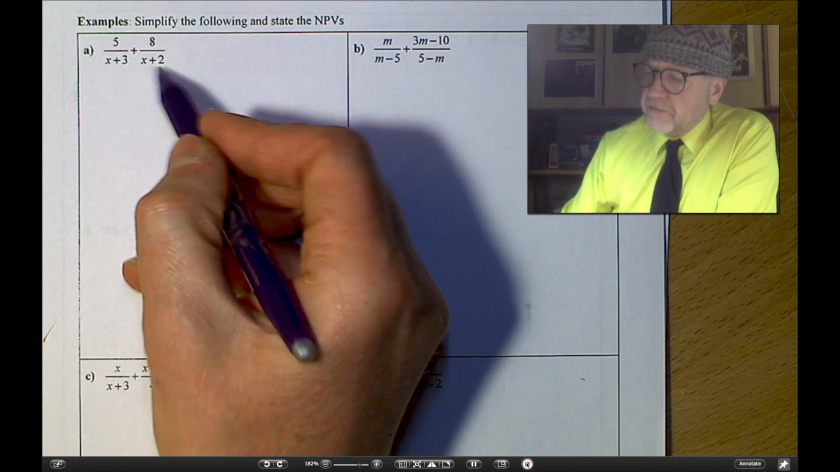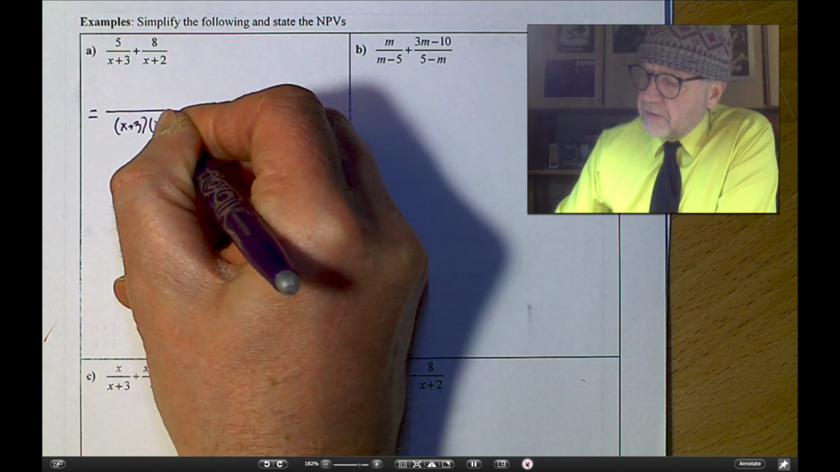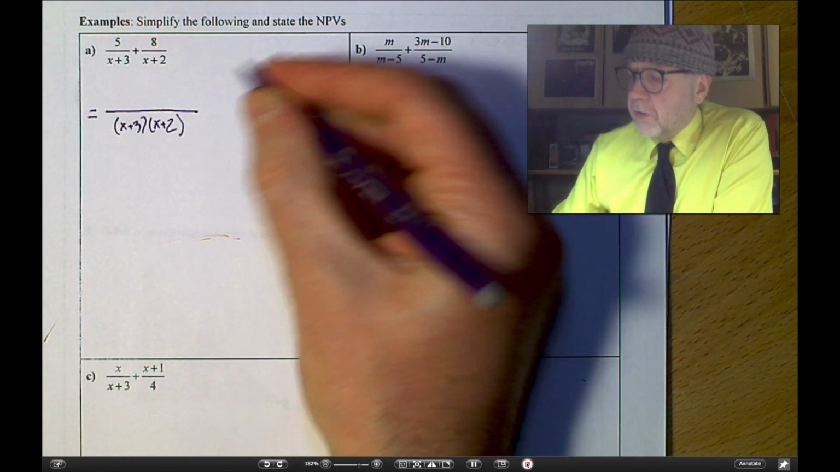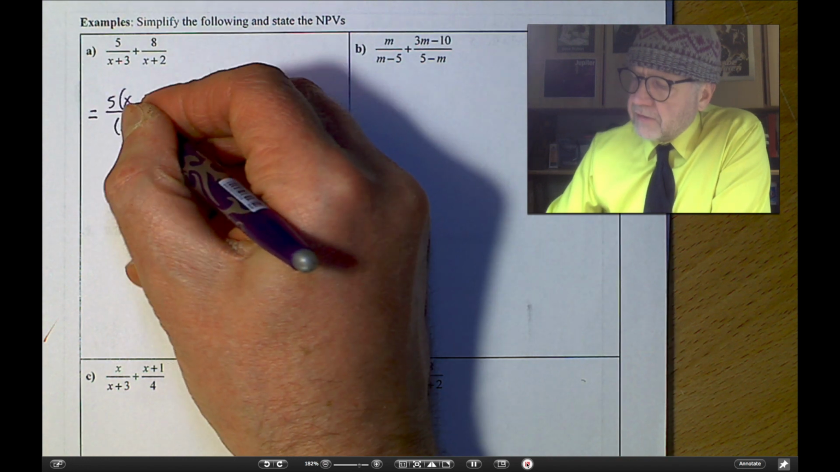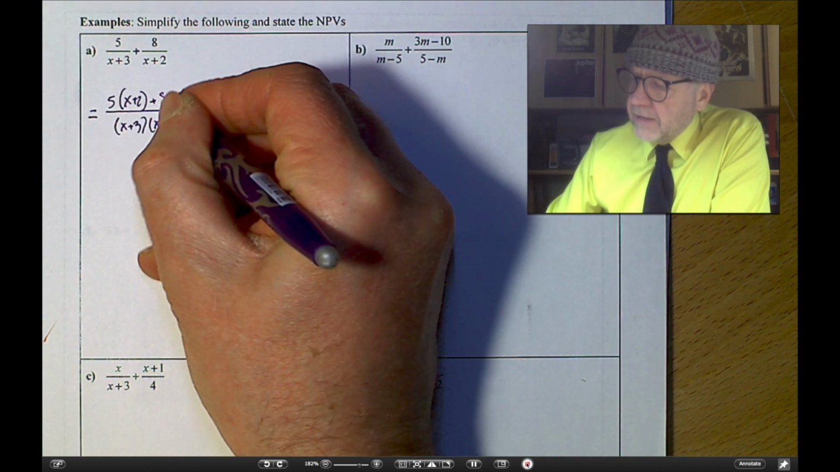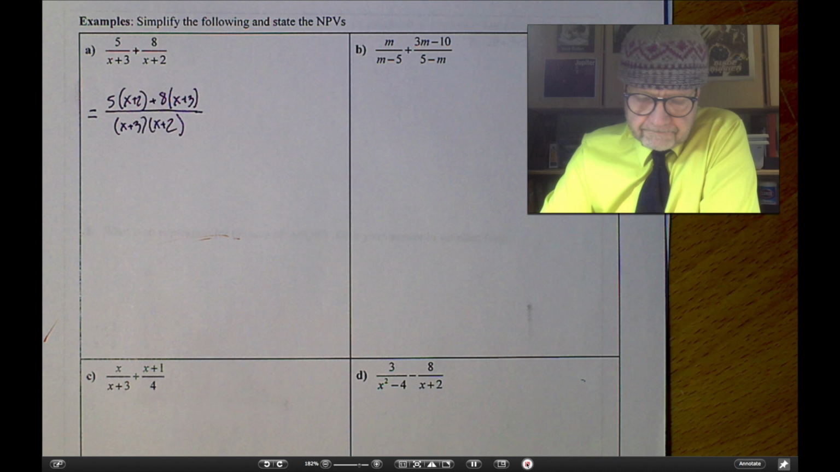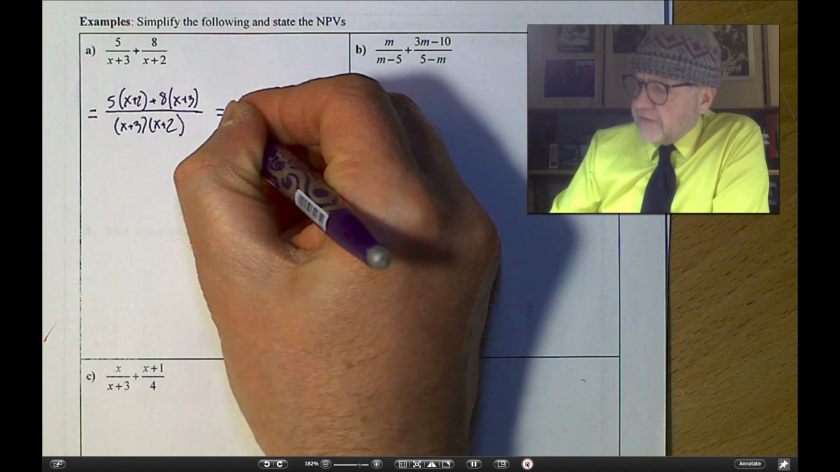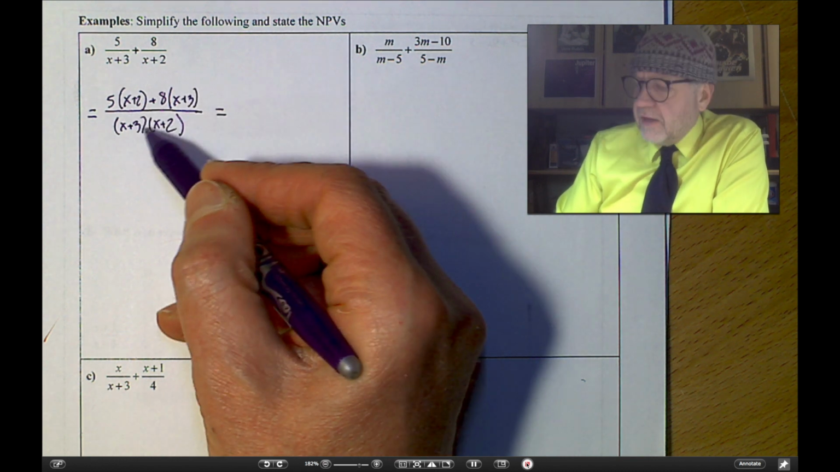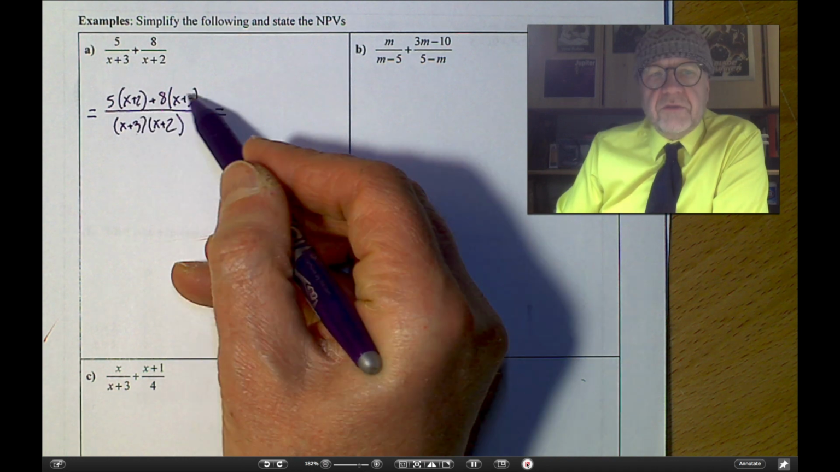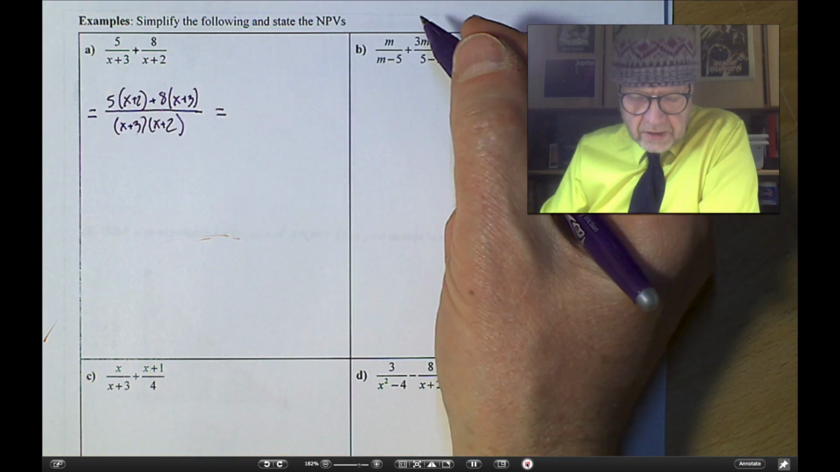I'm going to just make my common denominator x plus 3 times x plus 2, okay? And so what I'm going to do to the numerators to get that on this side is I'm going to cross multiply. So I've got 5 times x plus 2 plus 8 times x plus 3, like that. And, well, what's my next step here? I guess I can't divide out anything because x plus 3 is not common to both of the terms on the top, right? It's only common to this one. So not much to do except expand and see what we get out of this whole mess.